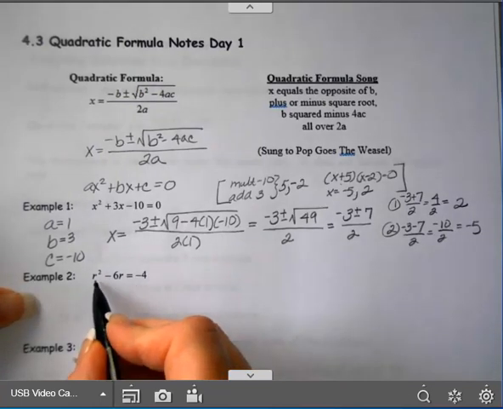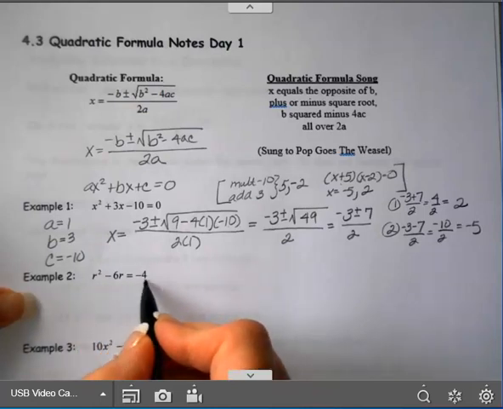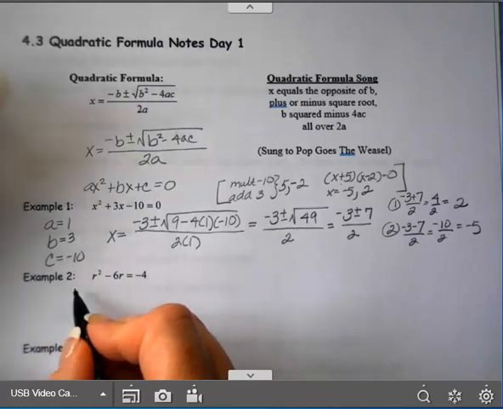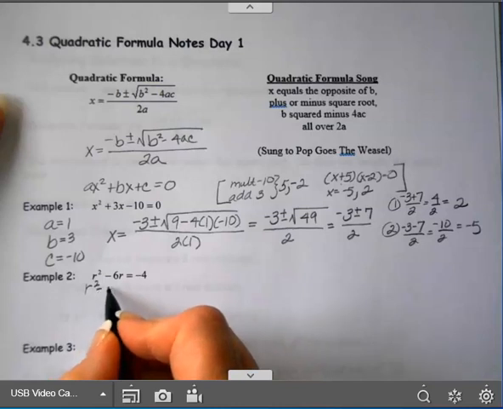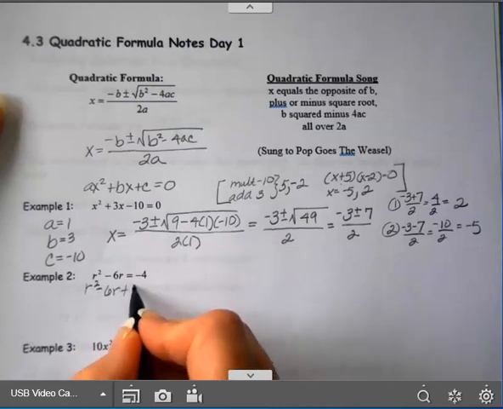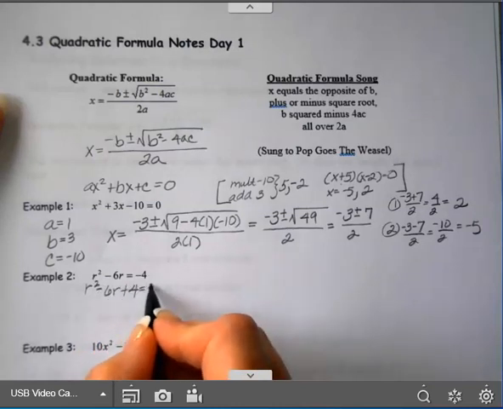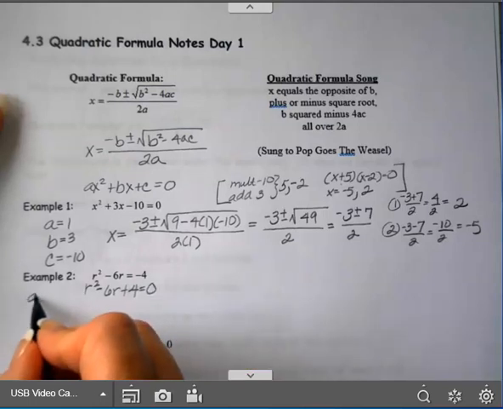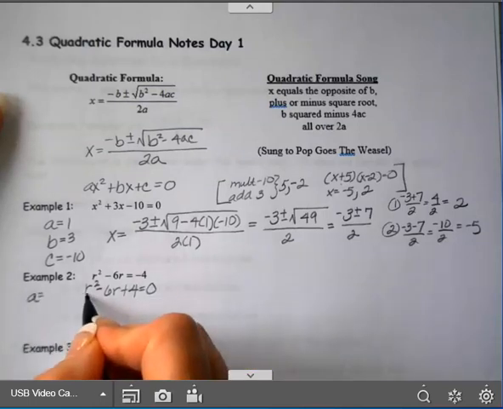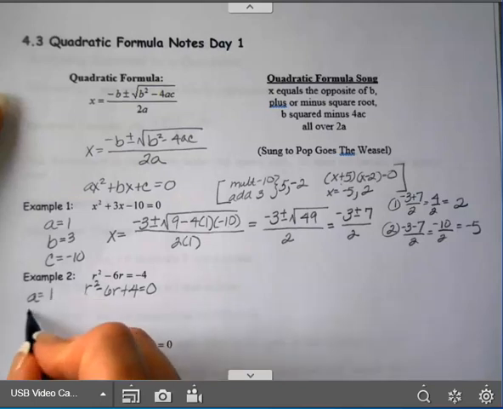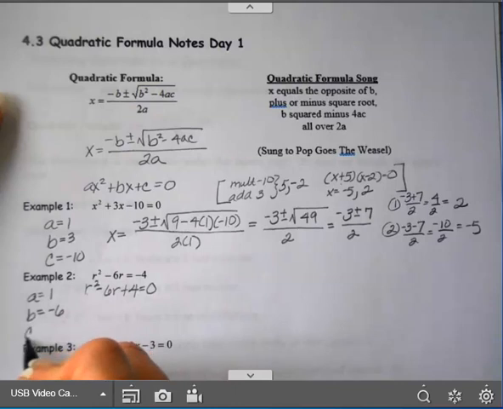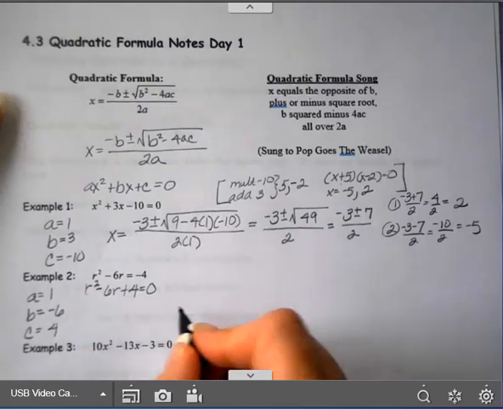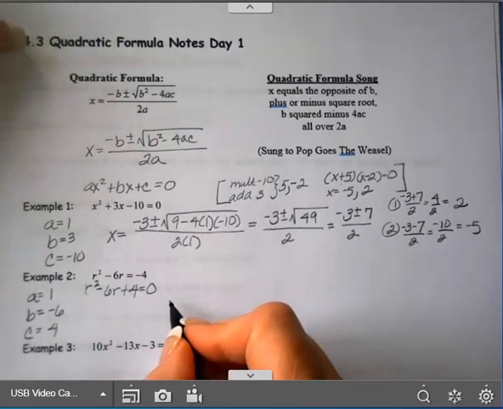On the next one, I have r squared minus 6r equals negative 4. So you have to set it equal to 0. So r squared minus 6r, I'm going to go ahead and add 4 to both sides. And in this case, what's in front of the r squared is 1. So a is 1, b is negative 6, and c is 4. And this time we're not solving for x, we're solving for r.